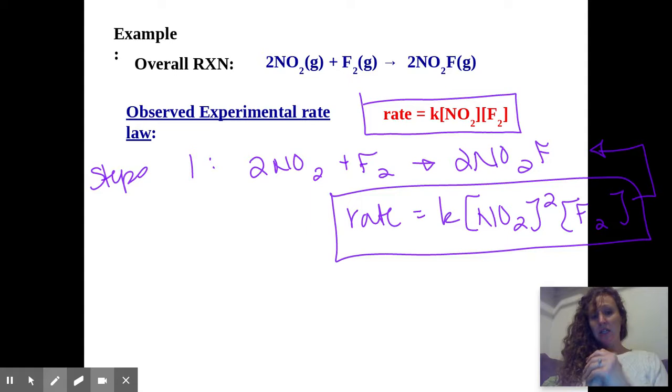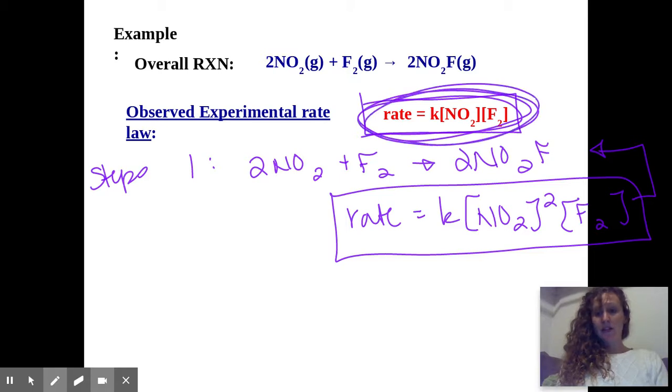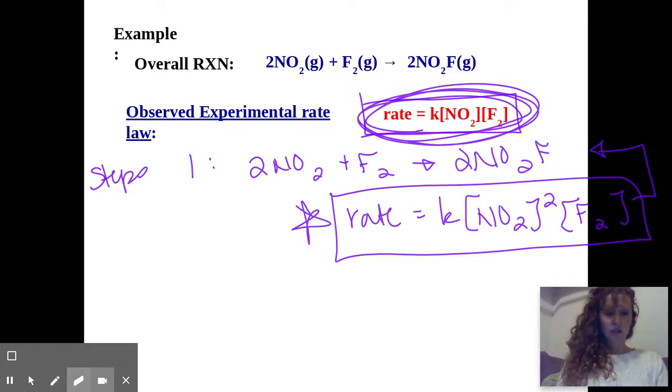It must be a 2 or 3-step reaction, because that would explain why the observed experimental rate law is different than what we would see in a one-step reaction.